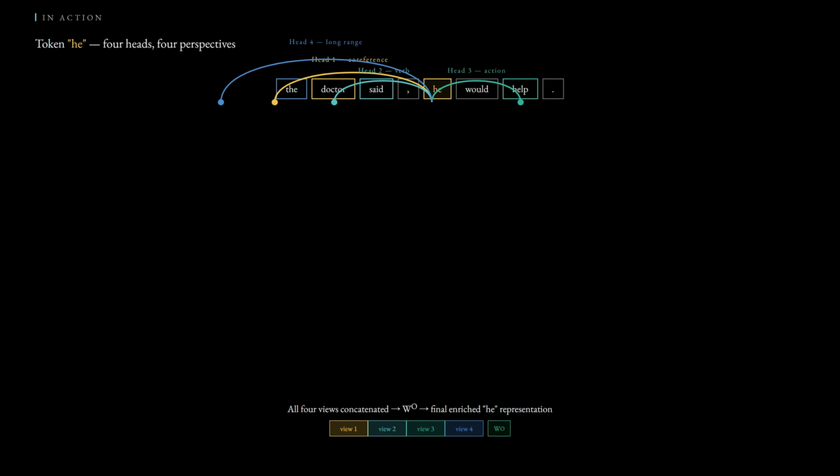Now, the four head outputs are concatenated, so view 1, view 2, view 3, view 4 are placed side by side. The output weight matrix, WO, is basically a projection matrix for the output, which then produces a single vector for the token "he" that holds all four types of contextual information at once. That enriched vector passes to the next layer.